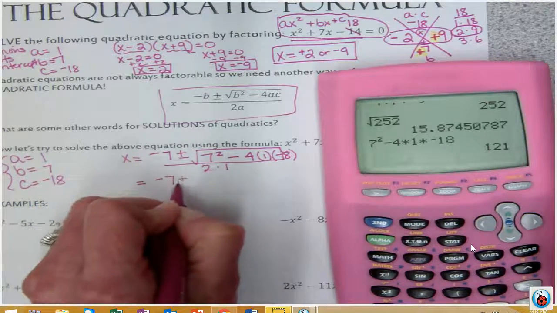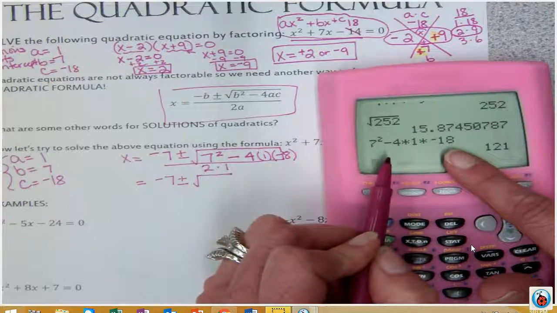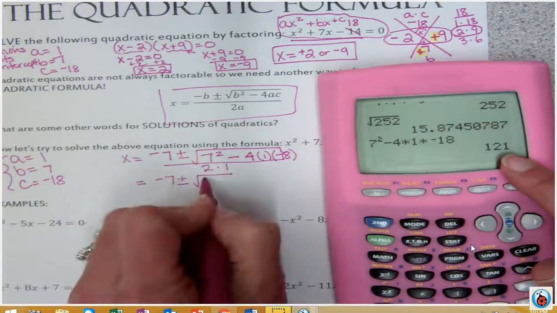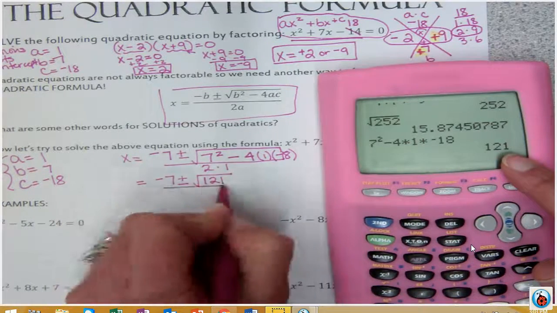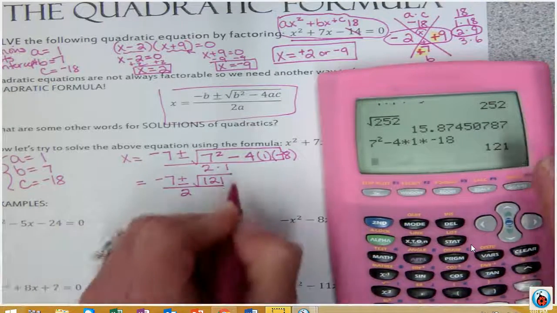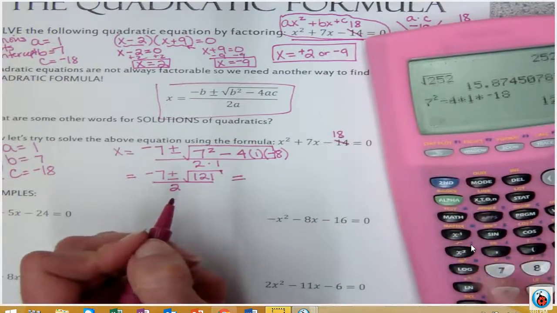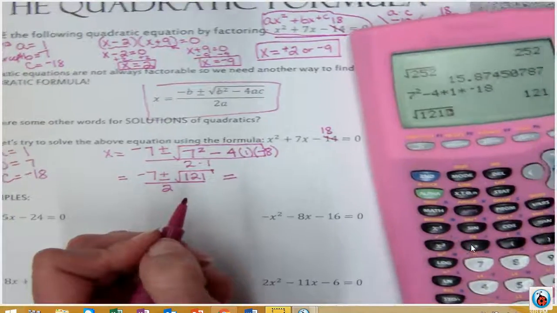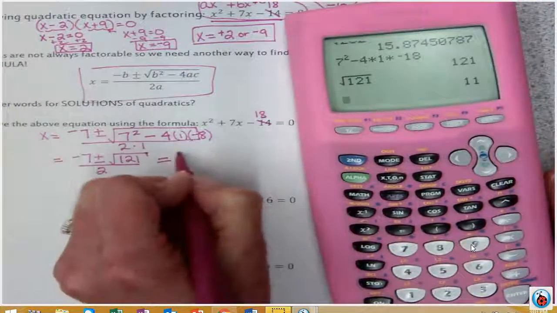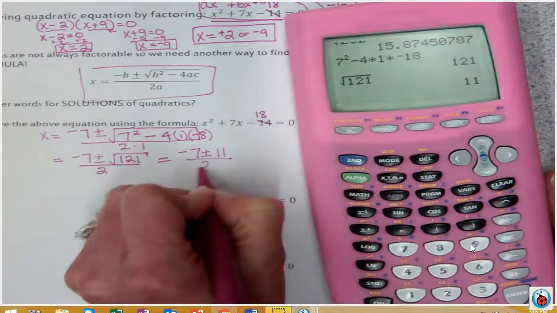Negative 7 plus or minus the square root, and I put this whole part in and got 121 divided by 2. 2 times 1 is 2. Okay, so the square root of 121, I know, is 11. I'm going to plug that in my calculator, and I'm going to get negative 7 plus or minus 11 divided by 2.